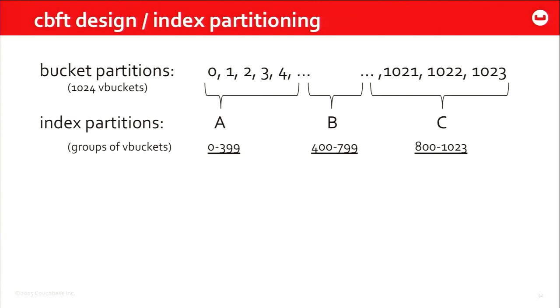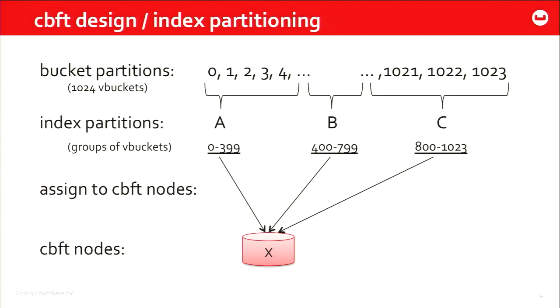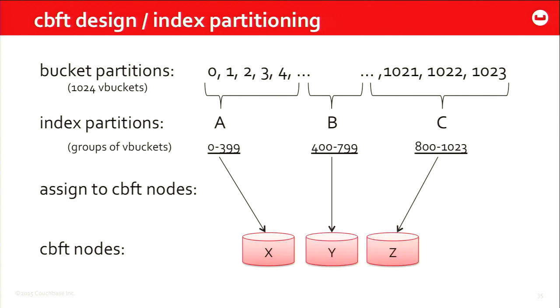Now, at this point, everything is sort of a logical, meta kind of maneuver. What happens next is you're going to have one or more CBFT nodes, actual nodes, and CBFT is going to assign those index partitions to your nodes. As you keep adding more and more CBFT nodes to your CBFT cluster, CBFT can automatically reassign your index partitions across to those new nodes.